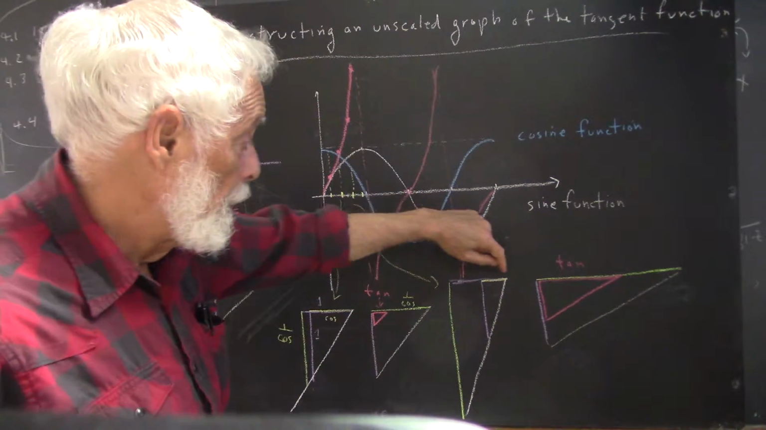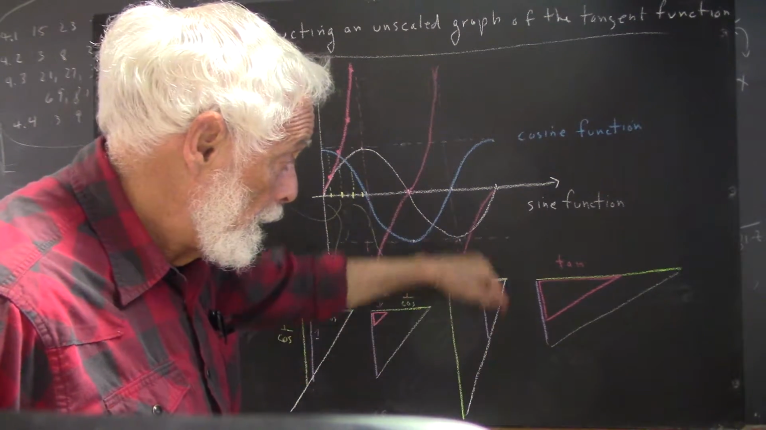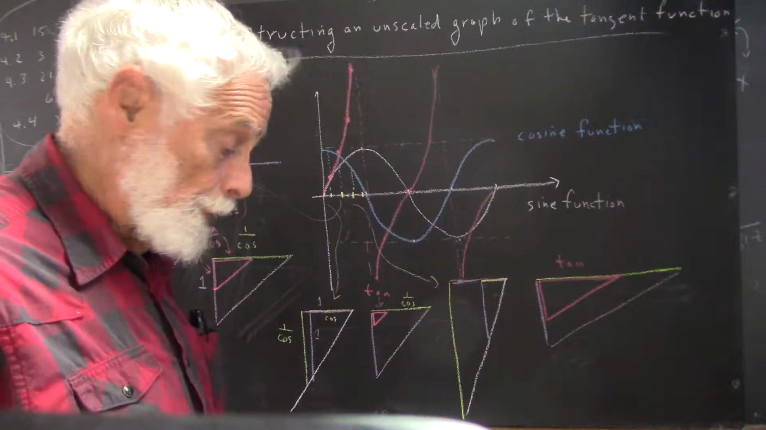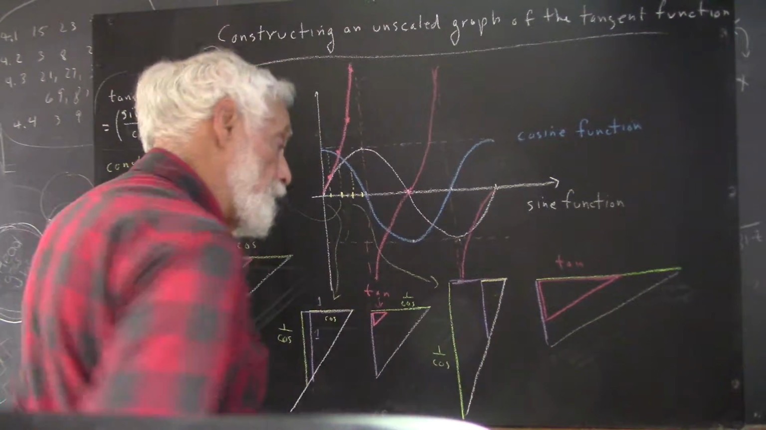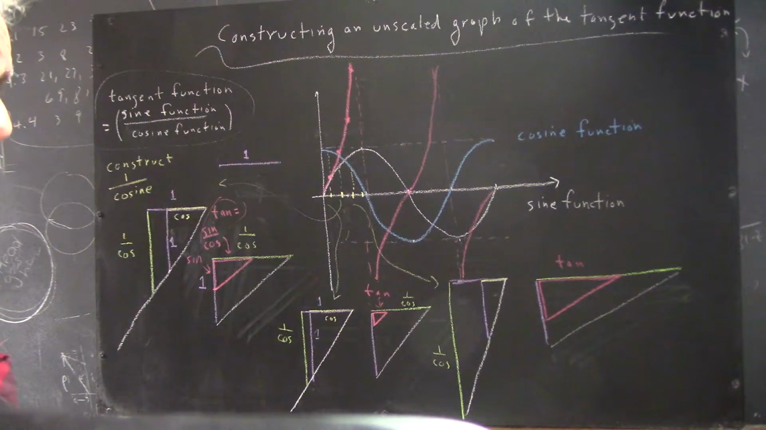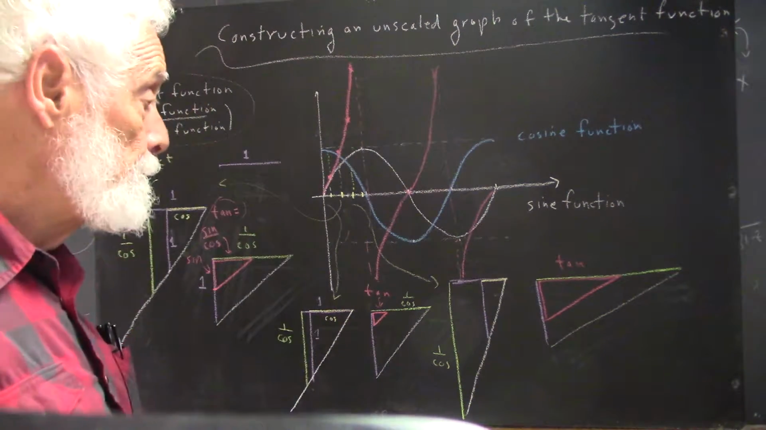So that when I construct my unit distance here, I have to go a lot further to get down to the graph, so that my reciprocal of the cosine is bigger than it was before. And that's natural, since I'm taking the reciprocal of a smaller number than before.